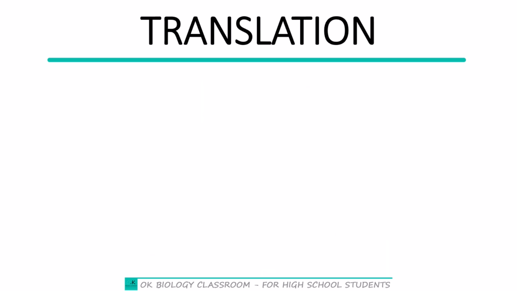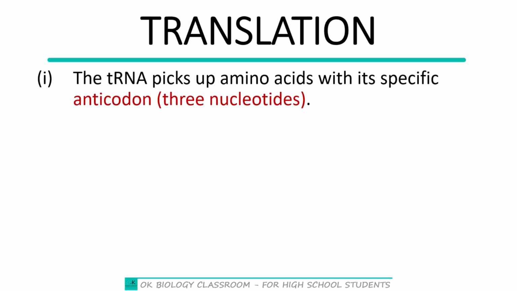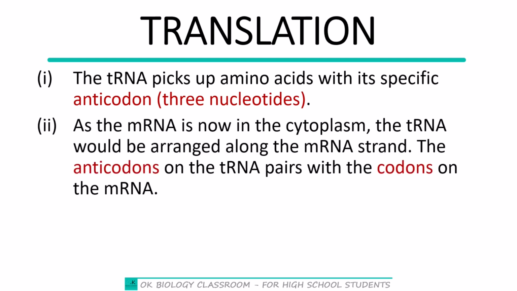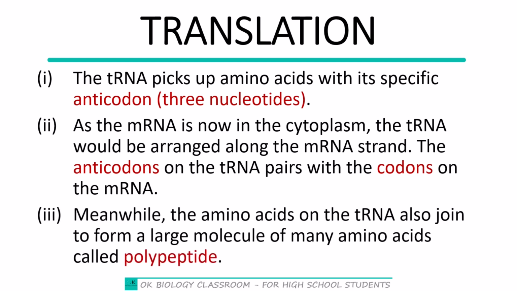Let's take a summary of what I've talked about under translation. So I said, the tRNA picks up amino acids with its specific anticodon of 3 nucleotides. Then, as the mRNA is now in the cytoplasm, the tRNA would be arranged along the mRNA strand. So the anticodons on the tRNA pair with the codons on the mRNA. But meanwhile, the amino acids on the tRNA also join to form a large molecule of many amino acids that we call polypeptide. So that is the process of translation, stage 2.